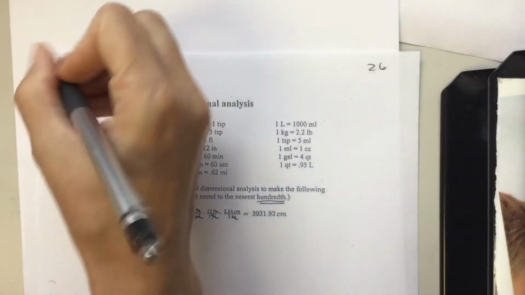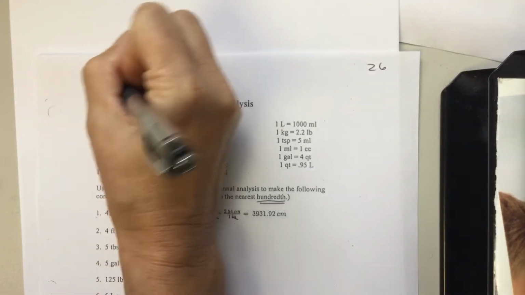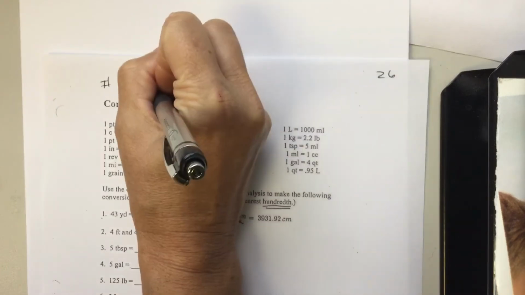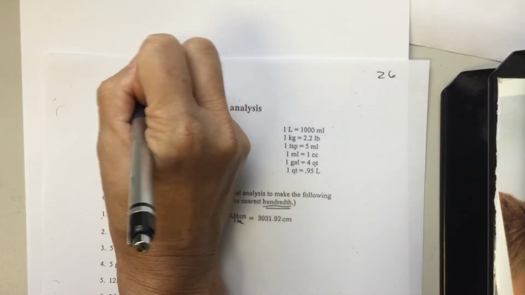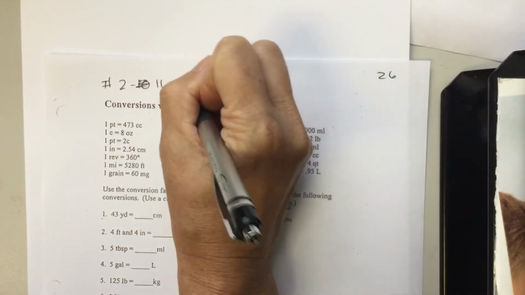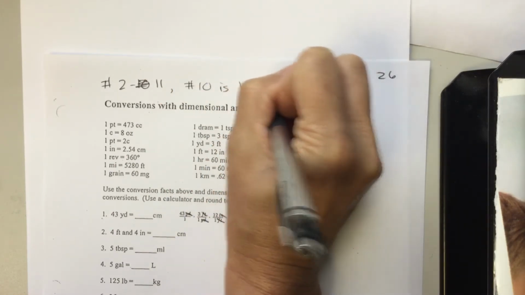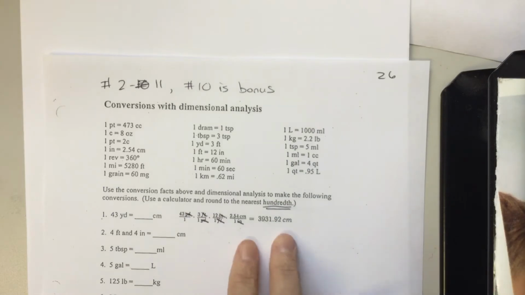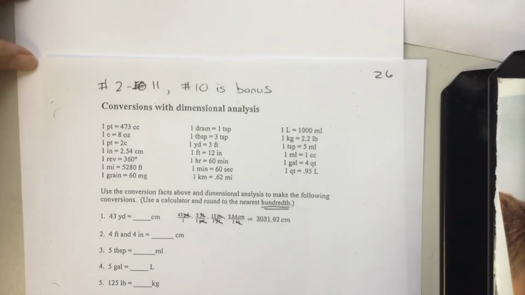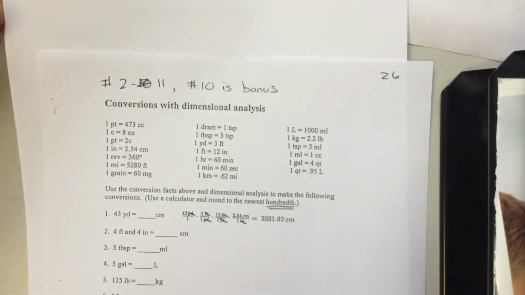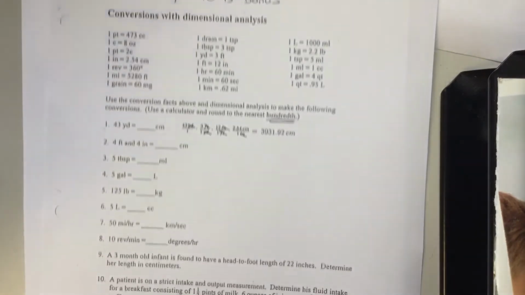So for homework, you're going to do numbers 2 through 11. I did this in the other class too: 2 through 11, but number 10 is bonus. You need to show me your setup and your answer. You can use a calculator if you want. I'm going to do 2 examples off this page, and you need to include these in your homework as well. So let's look at number 7.